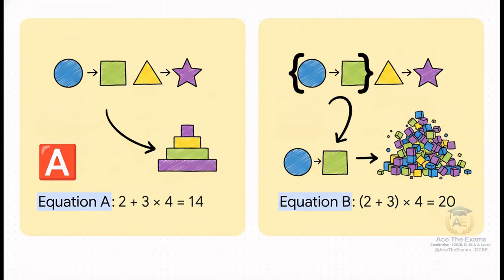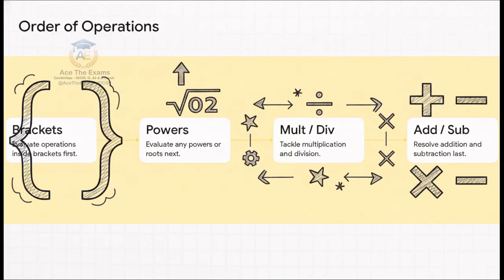Notice the drastic difference in the results. Equation A equals 14, equation B equals 20. How on earth can the exact same numbers and operations yield completely different outcomes? Well, it's because math relies heavily on convention. It relies on a super strict predetermined priority list so that everyone, everywhere in the universe, gets the exact same answer.